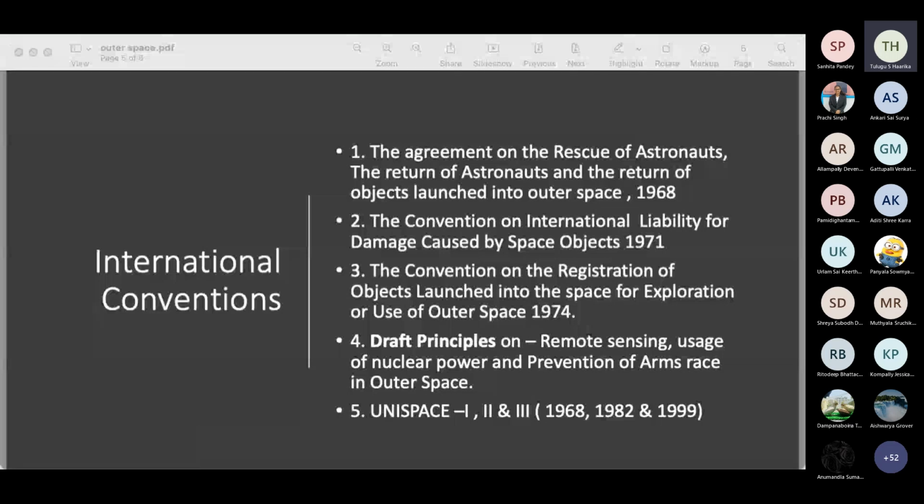Let me write the case name for you first. This is Cosmos 954. This was a Russian satellite which landed up in the territory of Canada, northern Canada.